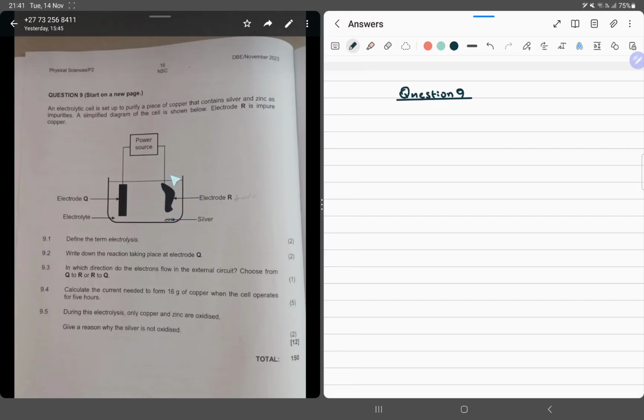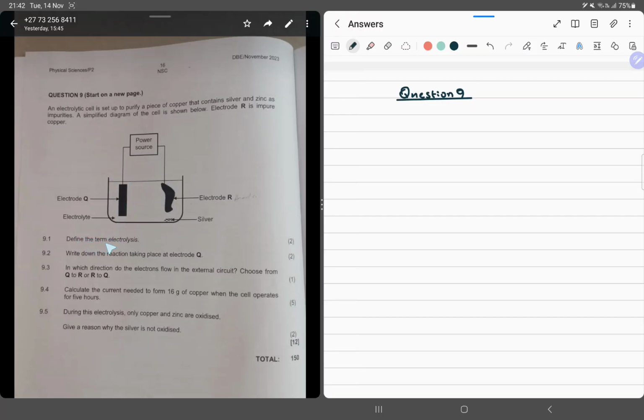Okay, so basically, if this is the impure form, it means this should be the anode, meaning this is the positive end of our electrolytic cell. Now that makes this one where we want the pure copper deposited, and essentially this becomes the cathode, which is the negative terminal of this type of cell.